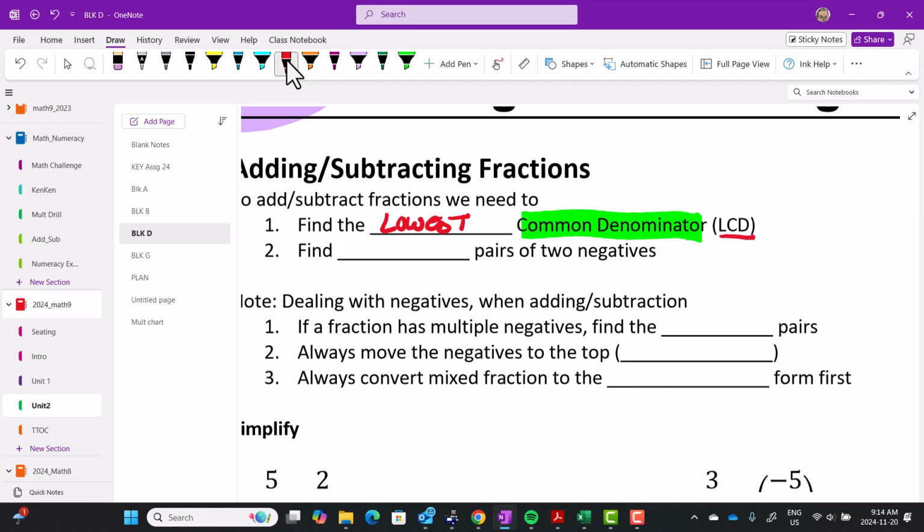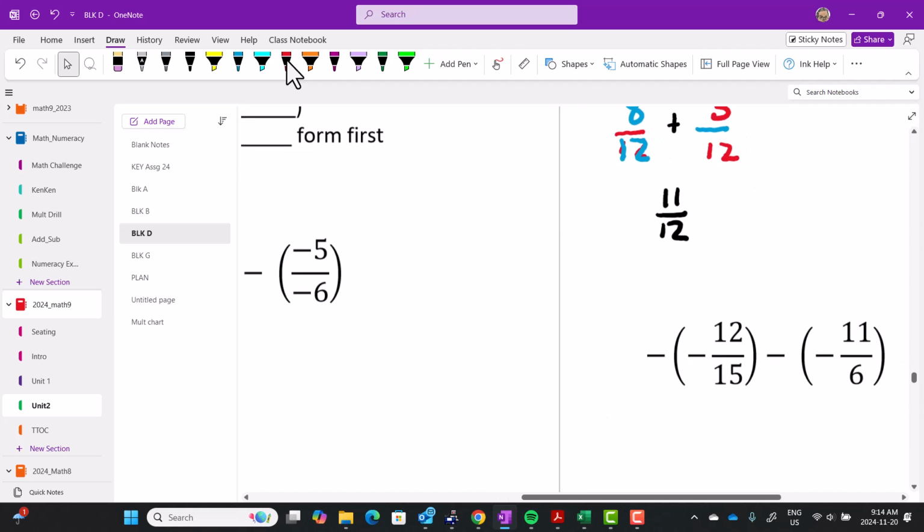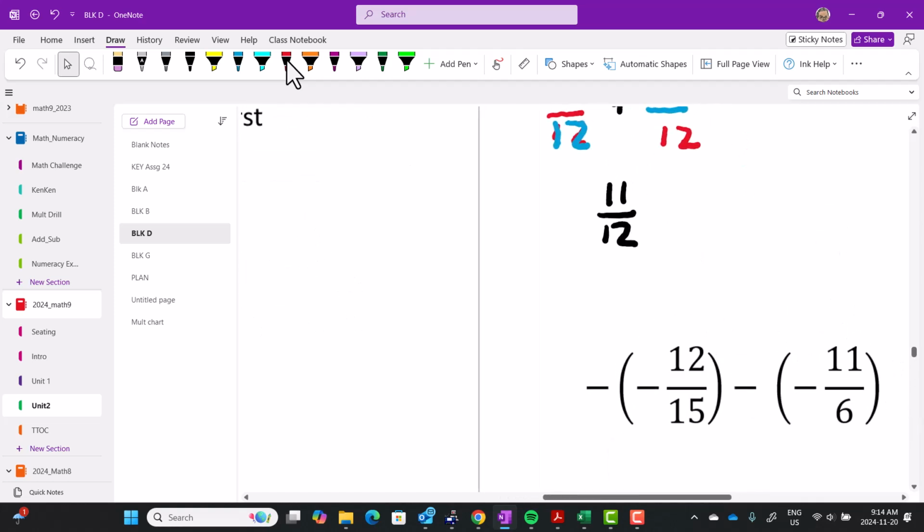Technically, if you don't use the lowest one, it's not a big deal. It doesn't really matter to me. Right? You have to do more simplifying at the end. Right? Then we save all of our simplifying to the end. So we look at our final answer. We go 11 and 12. Can that fraction be made any smaller? No. And so that's our final answer.